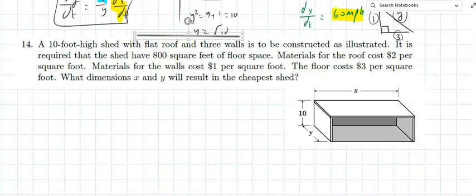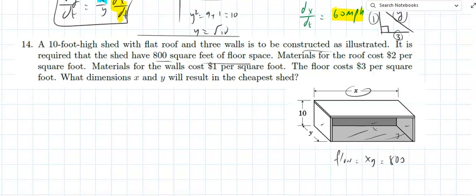A 10-foot high shed with a flat roof and 3 walls. Okay, the walls are right there, this one, and the back. It is to be constructed as illustrated. It is required that the shed have 800 square feet of flooring. Okay, the floor is, this is y, this is x. The floor is xy, and that needs to be 800.